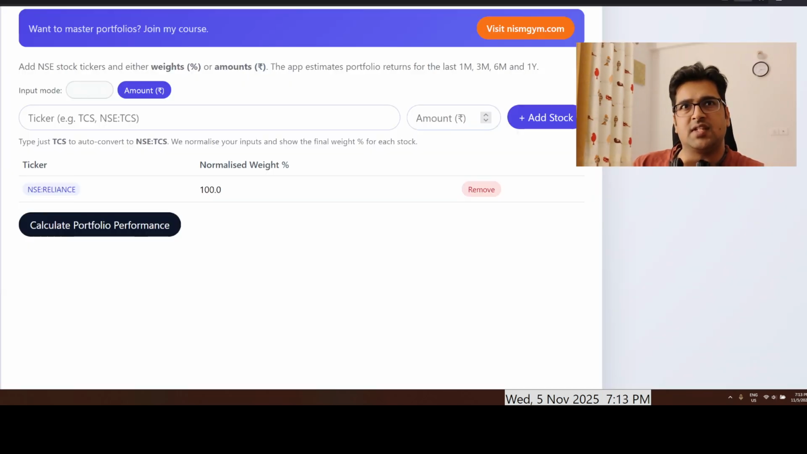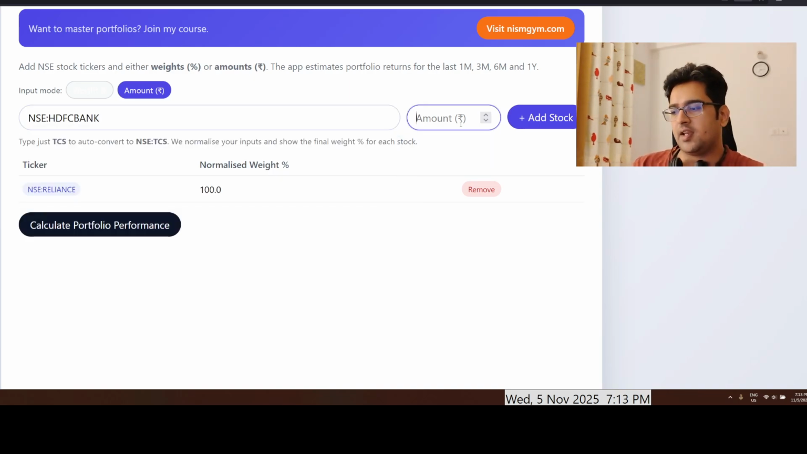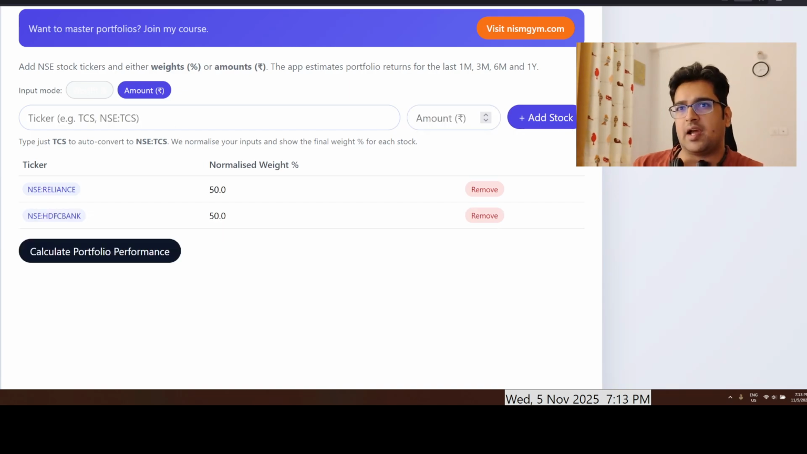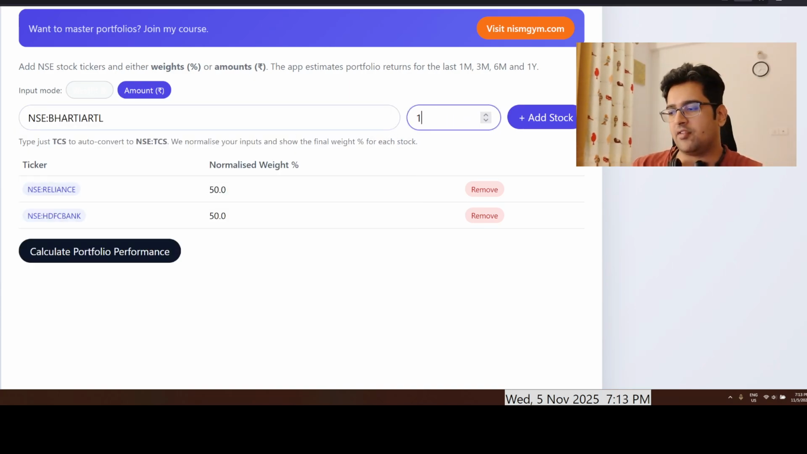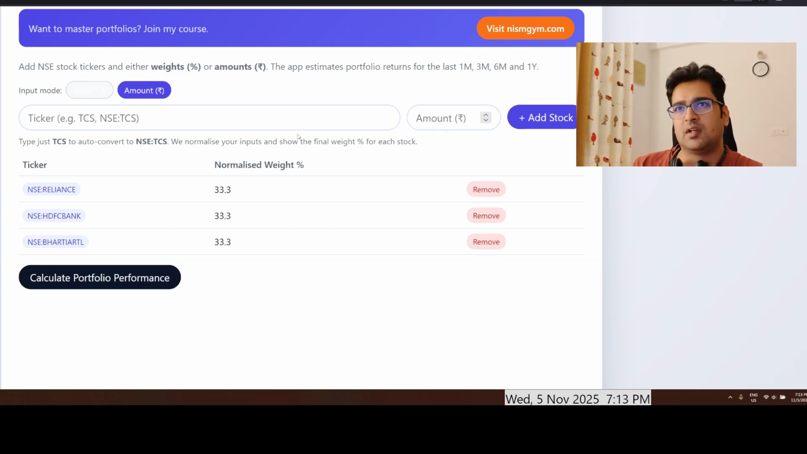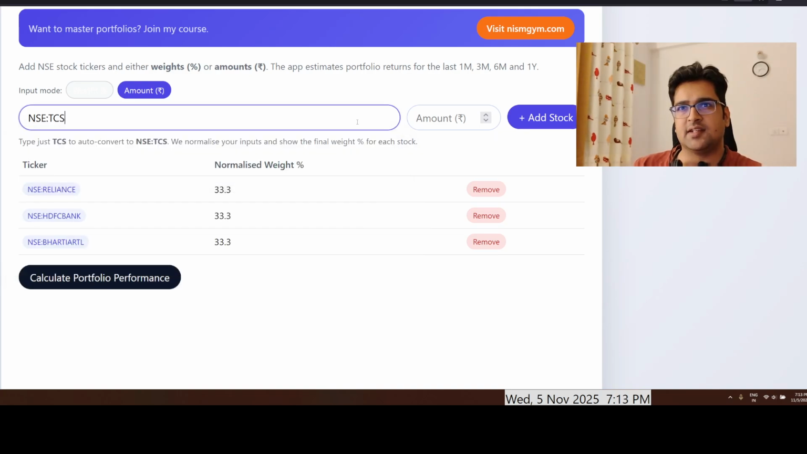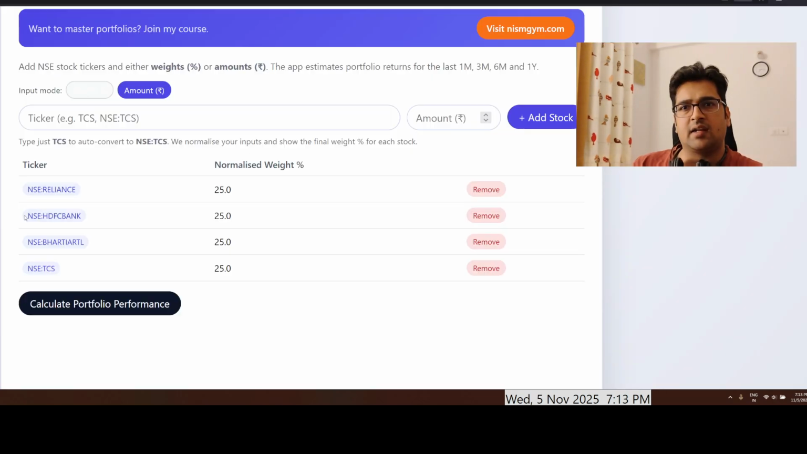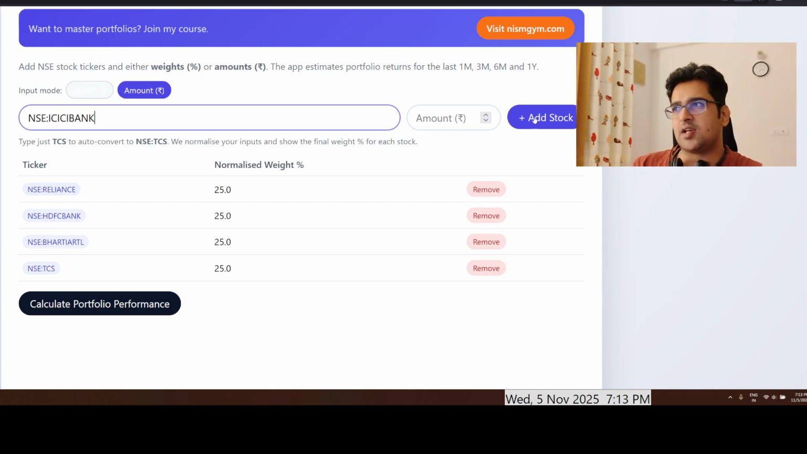Next we have HDFC. Let's put HDFC, again 100 as the amount. Add stock. Then we put, let's say, Bharti Airtel, again 100. Next we have TCS, so we'll put TCS in here. Amount will again be 100. And do the same thing for the next one, which is ICICI Bank. ICICI goes in there, amount remains 100.